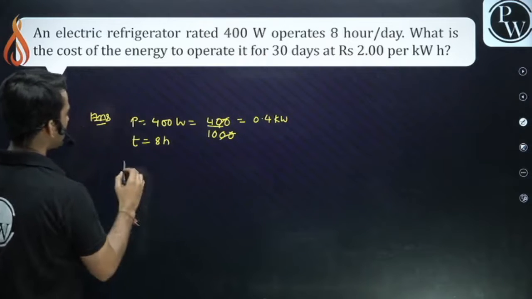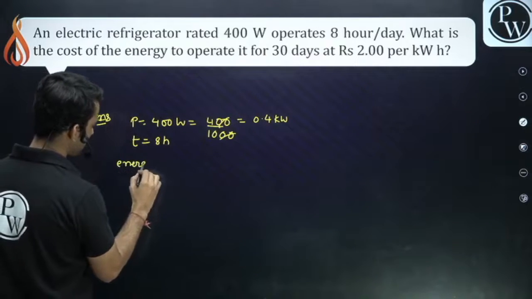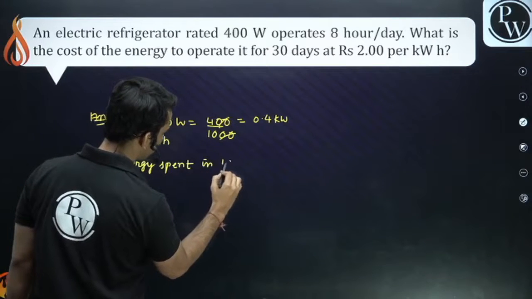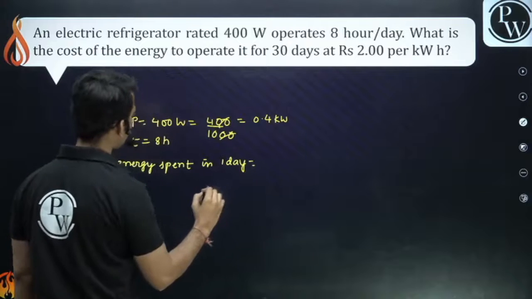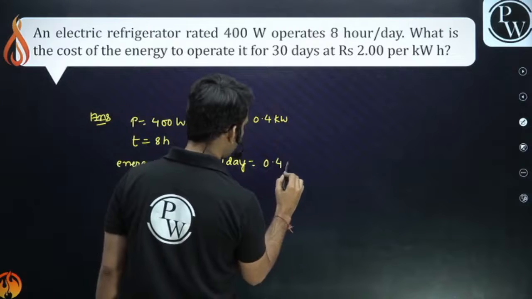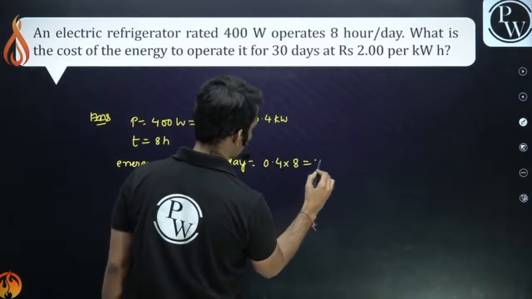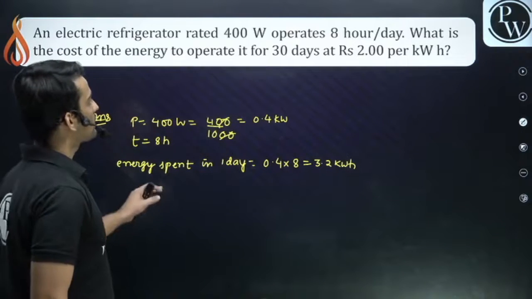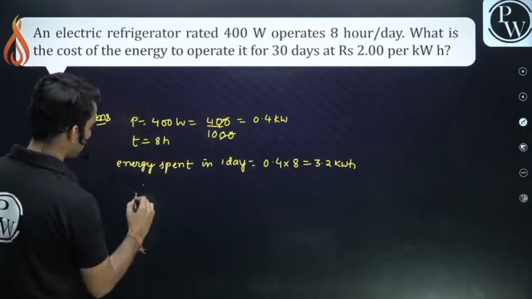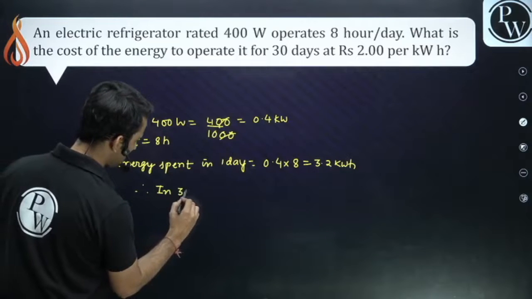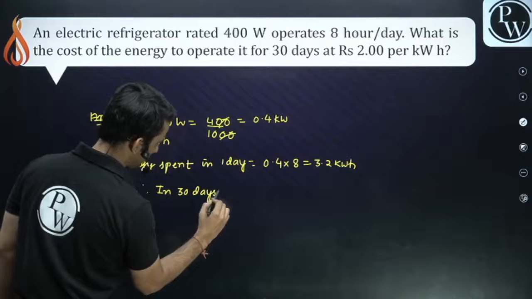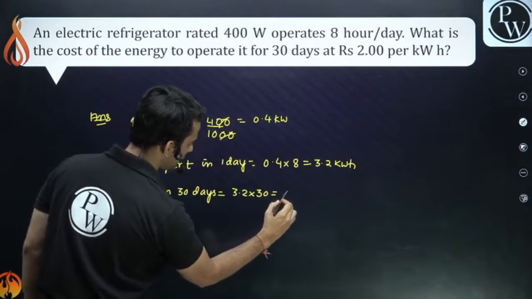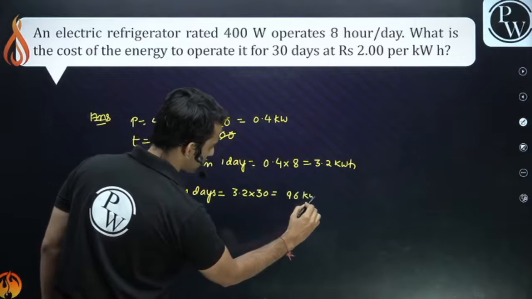So guys, energy spent in 1 day. How much is the energy spent in 1 day? Energy uses power into time, so 0.4 into 8. So it is 3.2 kilowatt hour, right? So what is the energy spent in 30 days? In a single day it is 3.2. For 30 days it is into 30. So it is 96 kilowatt hour, right?